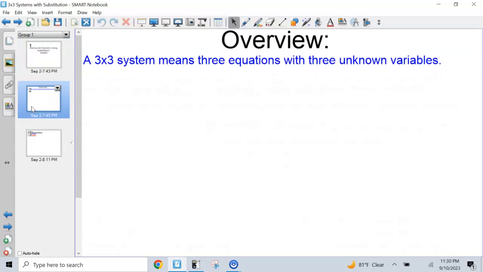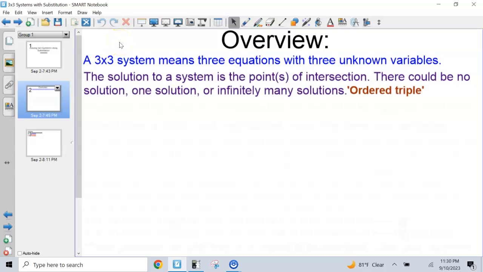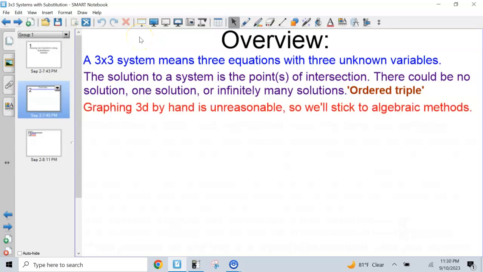So a 3x3 system means there's three equations with three unknown variables. The solution to the system is the point or points of intersection. There could be no solution, one solution, or infinitely many solutions. Because we have three numbers now, it's called an ordered triple instead of an ordered pair. Graphing in 3D by hand is unreasonable, so we're going to stick with algebraic methods.